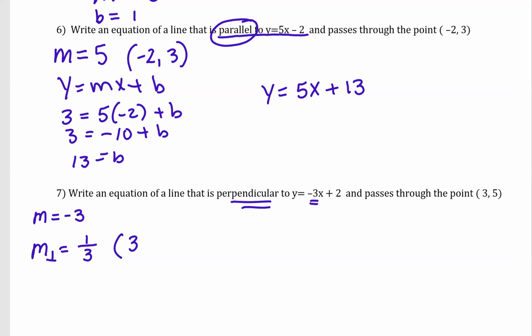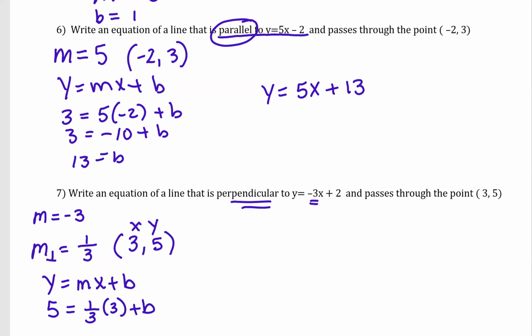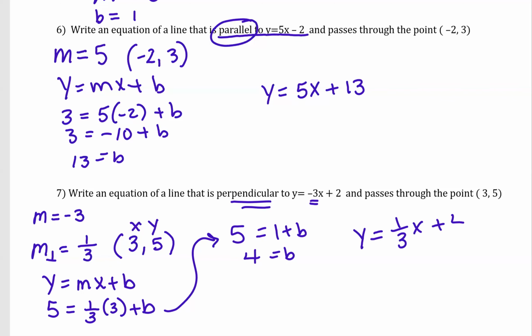Now you have a slope and you have an ordered pair. Substitute those values into y equals mx plus b and solve for b. Once you have your y-intercept, you have your slope and the y-intercept, so you can write the equation of the line. y is equal to 1/3 x plus 4.